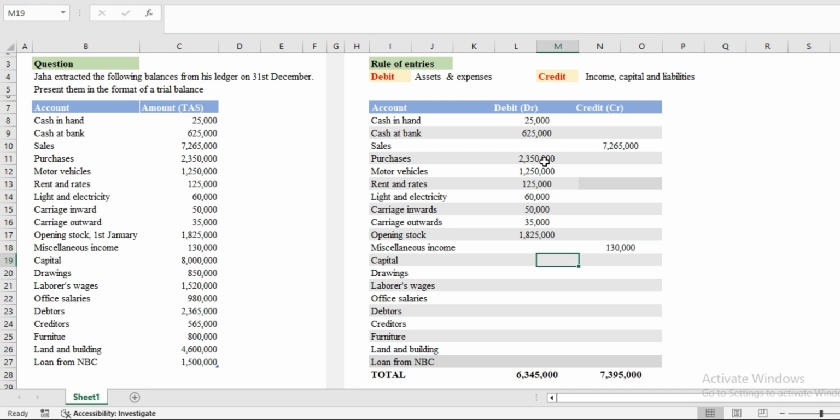And then capital is also on the rule of entries. Capital is also going to be credited, so we're going to be crediting the entire 8 million. Drawings are going to be debited. Wages are an expense account, so they're also going to be debited. Salaries are also an expense account. Debtors are an asset account.